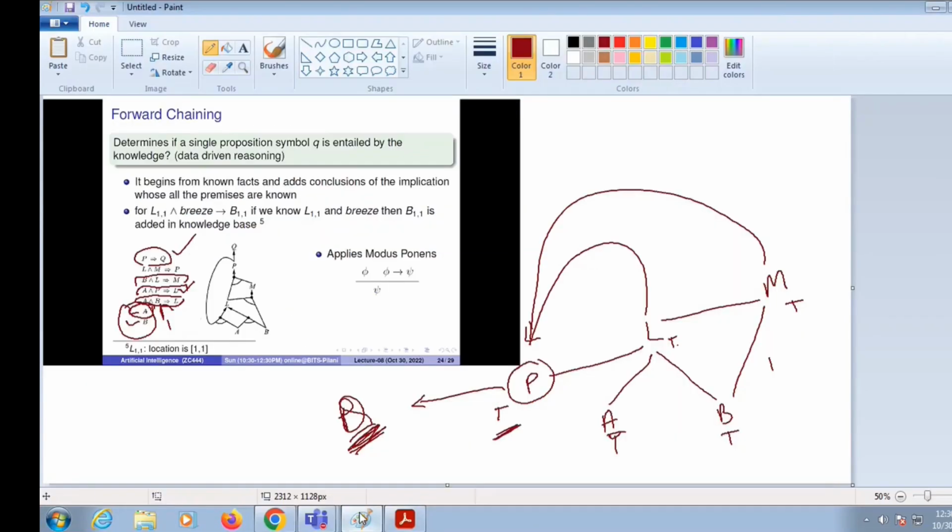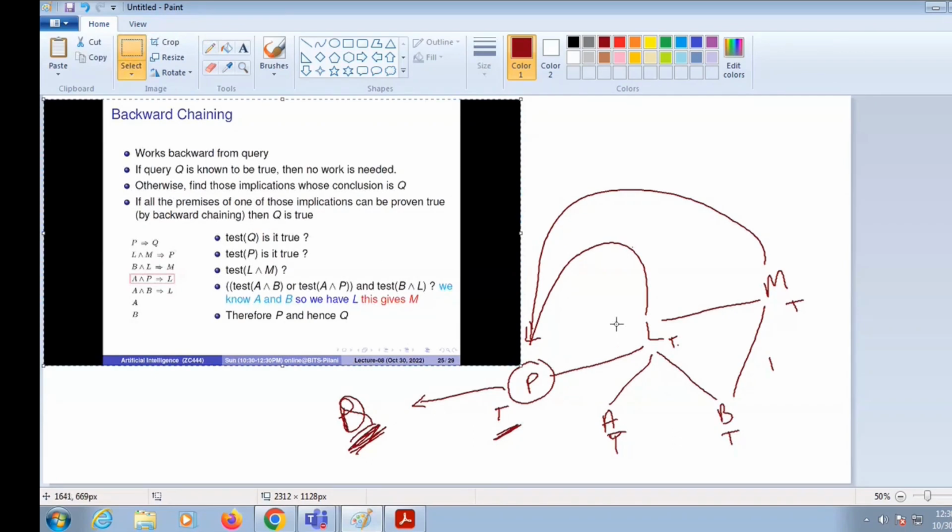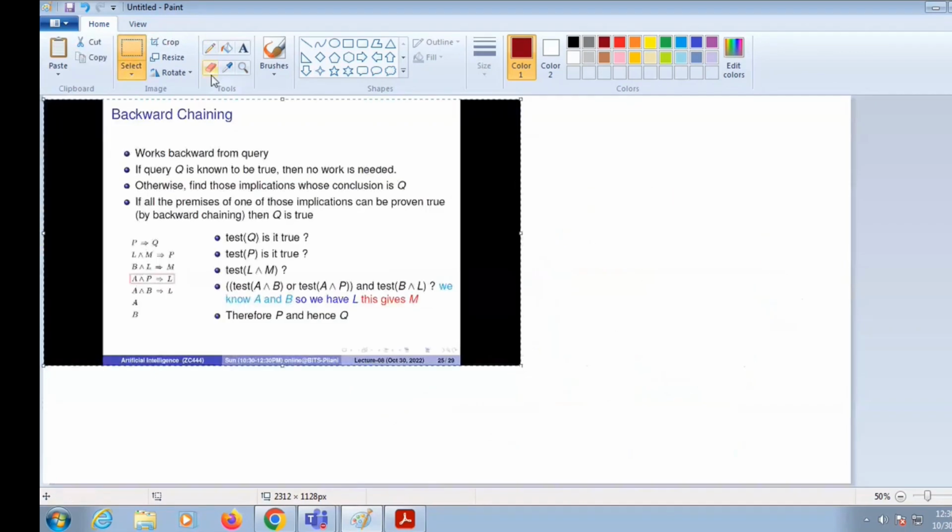Similarly, I can also do something called backward chaining. In backward chaining, you go backward. Let's take the same problem. You want to find out whether Q is there or not. So you start by saying that since P implies Q, you want to find out the effectiveness of B.